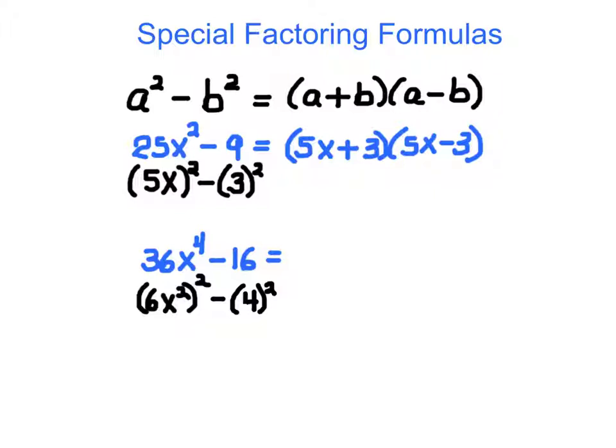So we know that 36x to the fourth minus 16 will factor into the product of two conjugate binomials. 6x squared plus 4 times 6x squared minus 4.